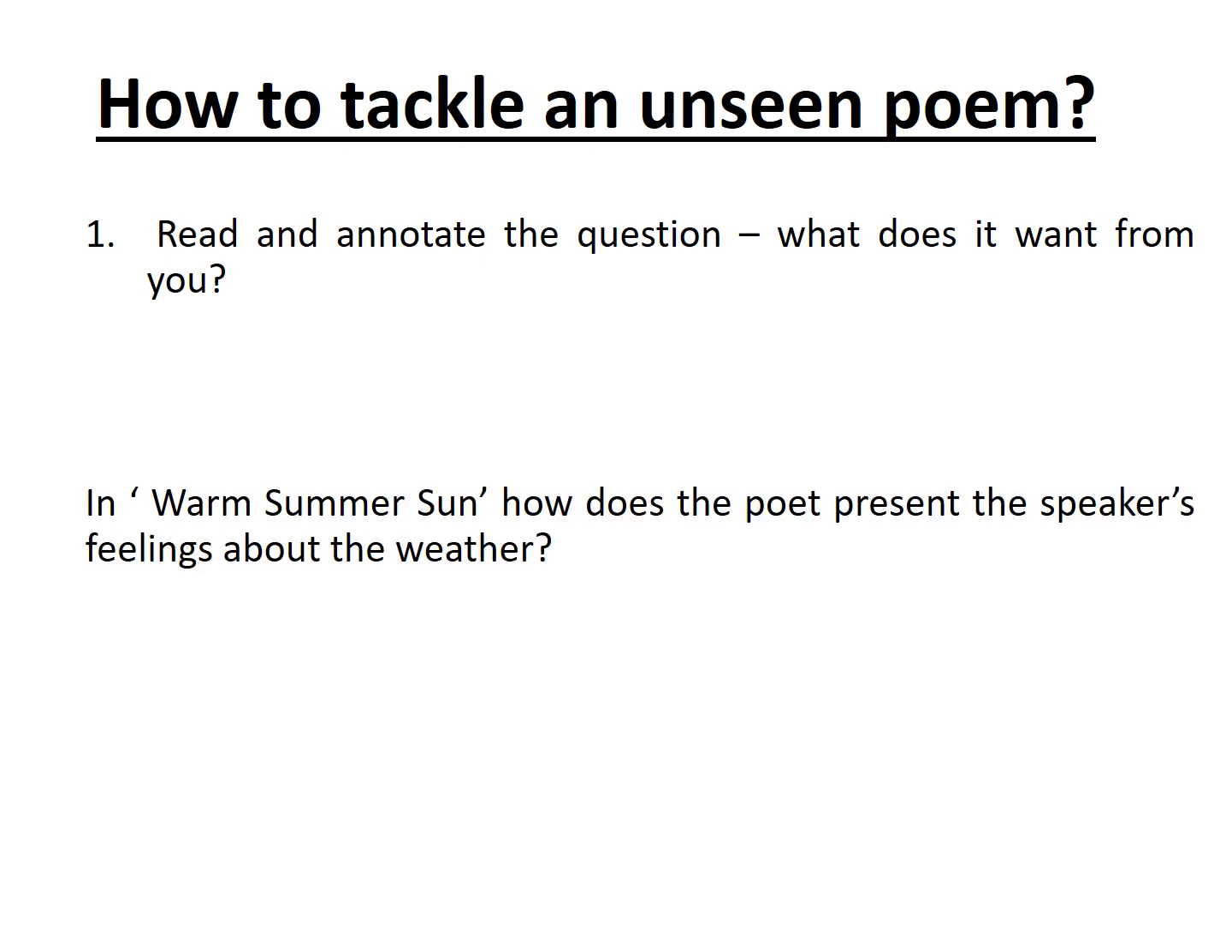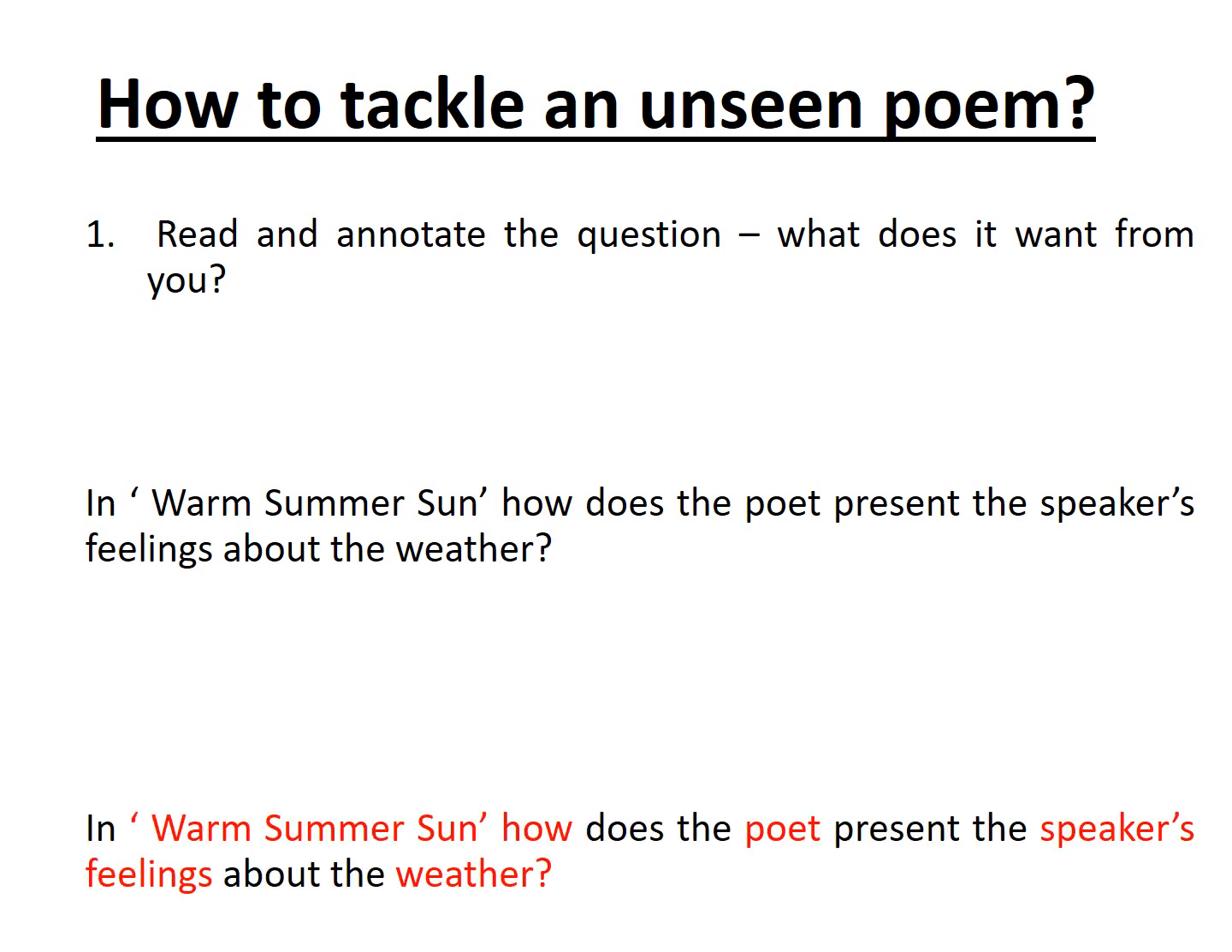In Warm Summer Sun, how does the poet present the speaker's feelings about the weather? Now, the key words that I'd pick out are the title of the poem, the fact that I'm asked how the poet does it, not just what the poet does, and I'm thinking about how the speaker's feelings about the weather are shown. I just need to get a sense of what these key words mean before I go on. So I'm looking at how the weather's presented in the eyes of this speaker, and I'm thinking about why and how the poet does that.